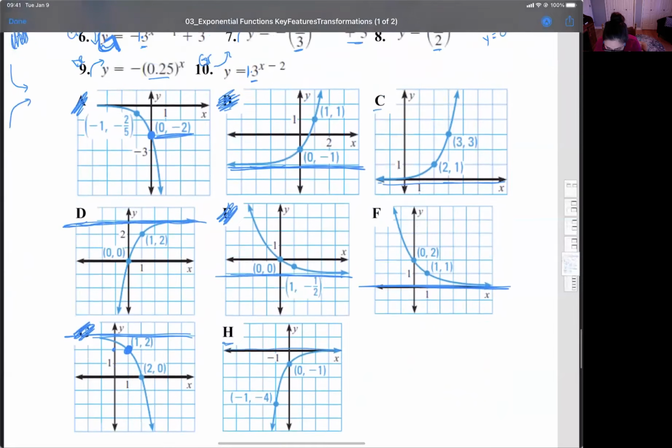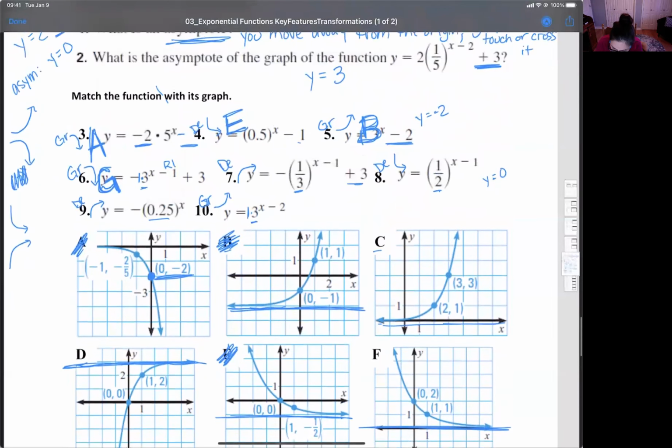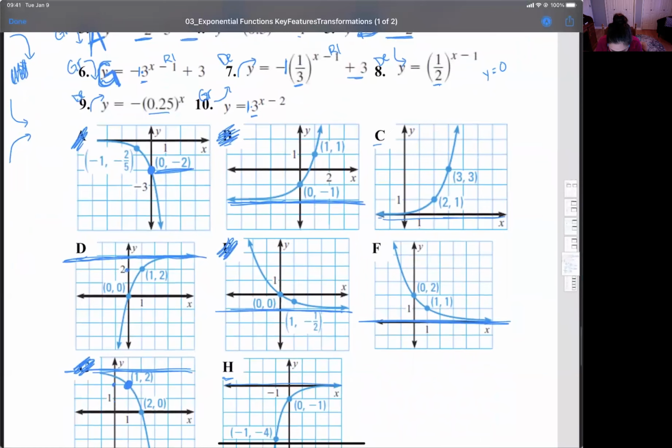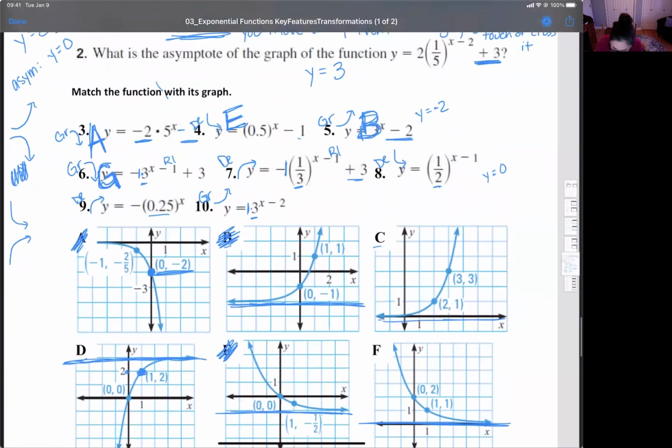If I wanted to check further here, again, I could look for that key point. So I've got this -1 in front. So that means I'm going to go 1 down from my asymptote and then to the right 1. So if I look at D, I'm going to go 1 down from my asymptote and then to the right 1. And that is the point on my graph. So the 7 is D.